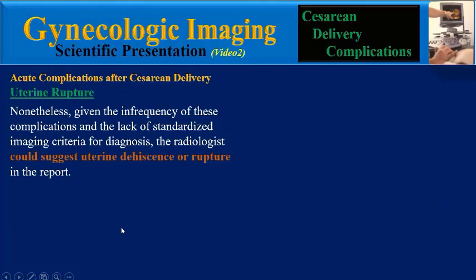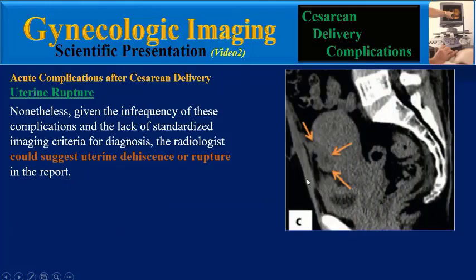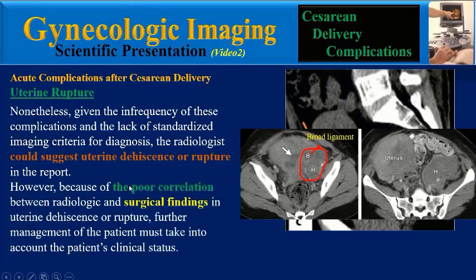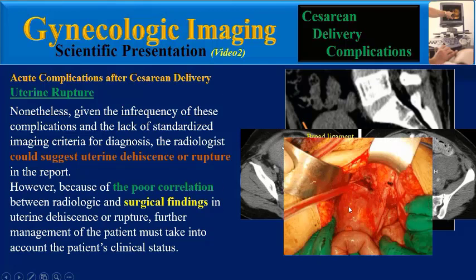Nonetheless, given the infrequency of these complications and the lack of standardized imaging criteria for diagnosis, the radiologist could suggest uterine dehiscence or rupture in the report. However, because of the poor correlation between the radiologic and surgical findings in uterine dehiscence or rupture, further management of the patient must take into account the patient's clinical status.